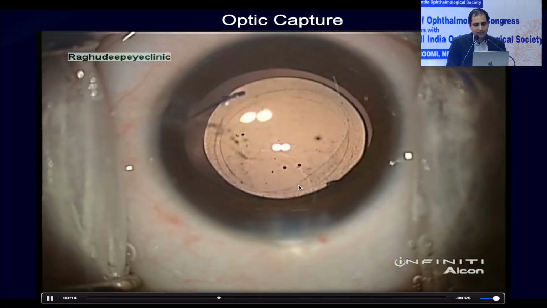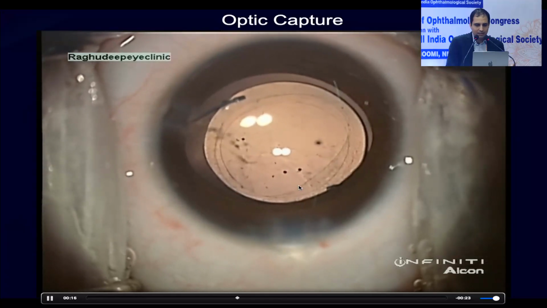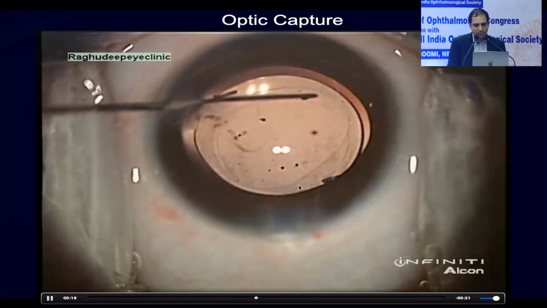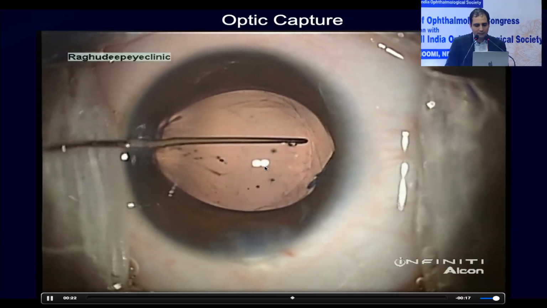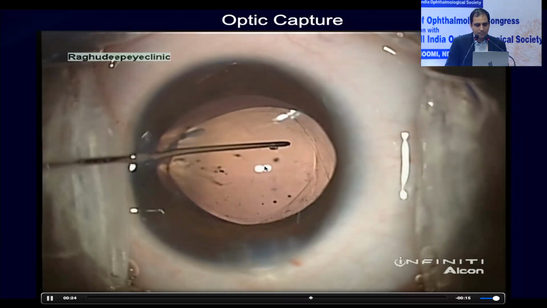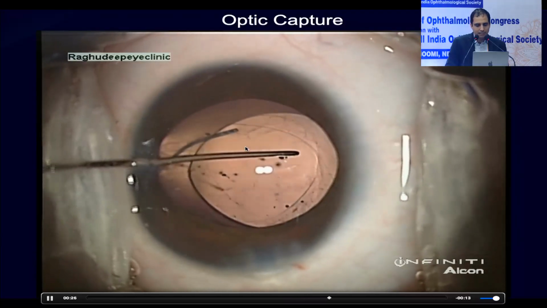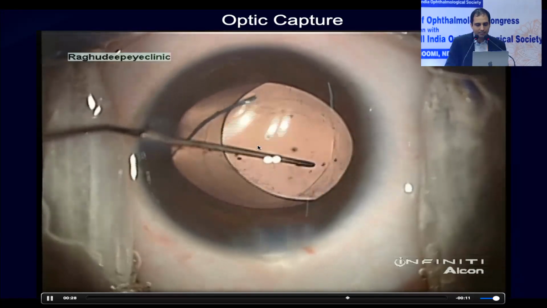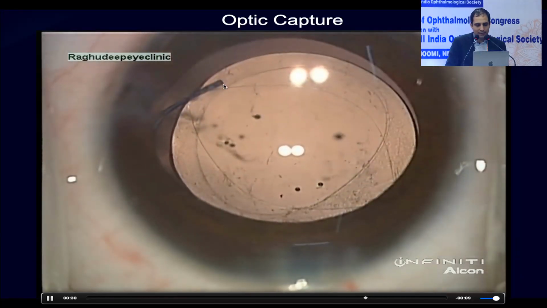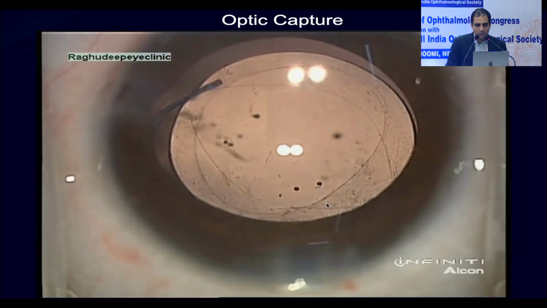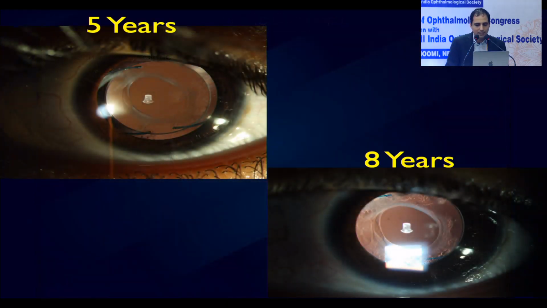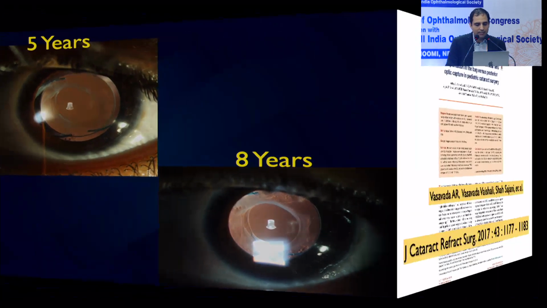And once that is done, you go ahead with a Lester hook or whatever instrument of your choice and move from one half to the other. So you do one half, push it in, button it in, and you'll see this dumbbell shape coming up, and the same thing you repeat on the other side. And this is the kind of ideal situation that you'd want. This is suggestive of a good optic capture, and these are cases 8-10 years down the line as well.